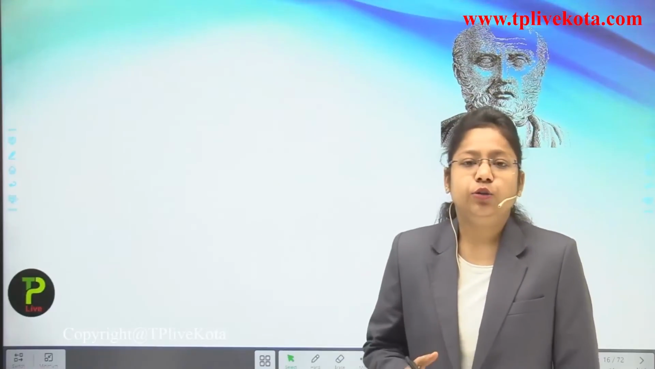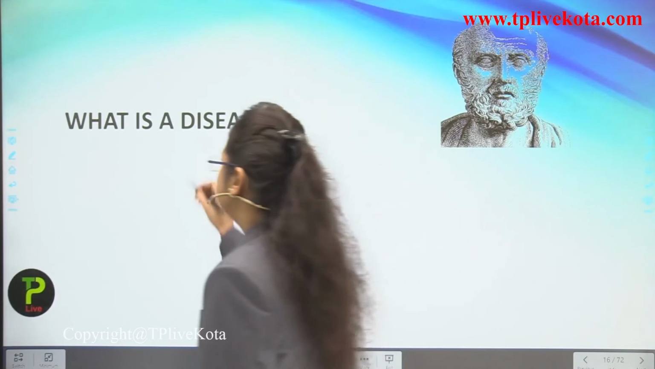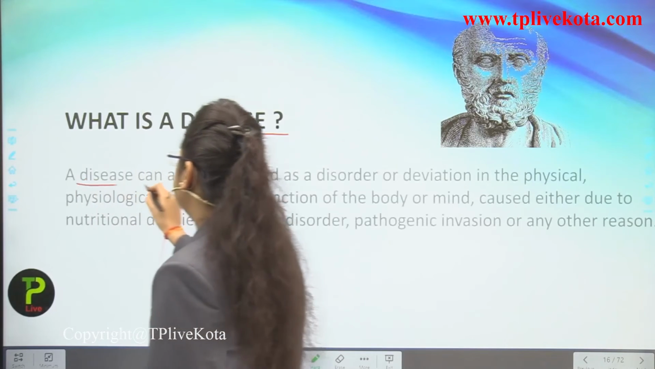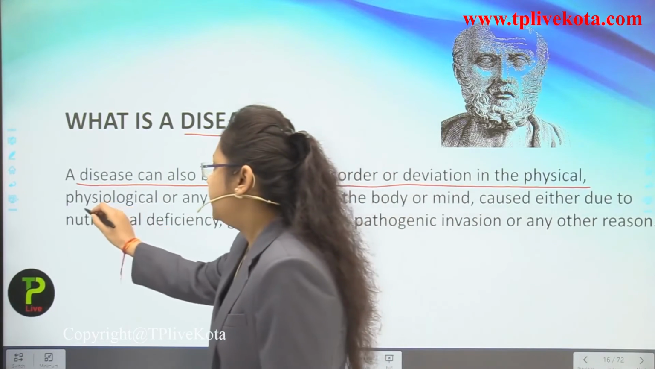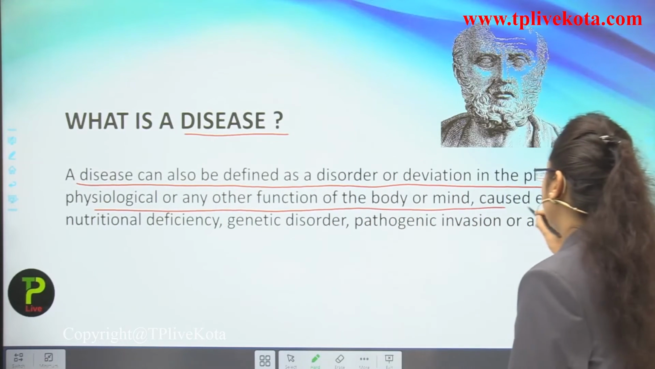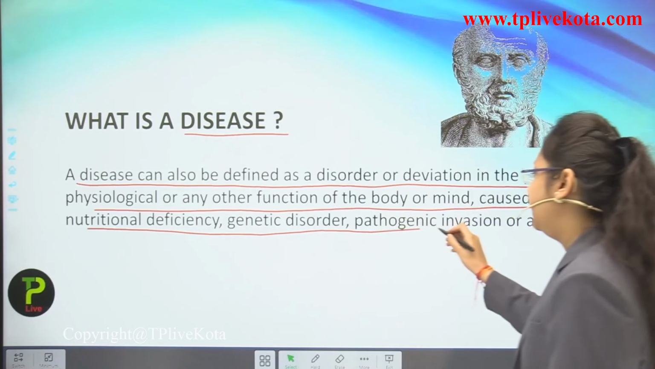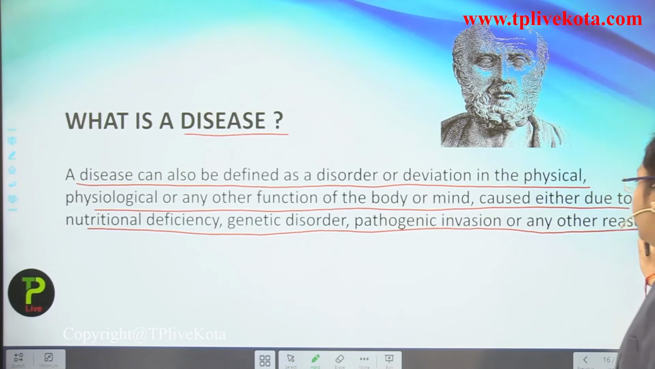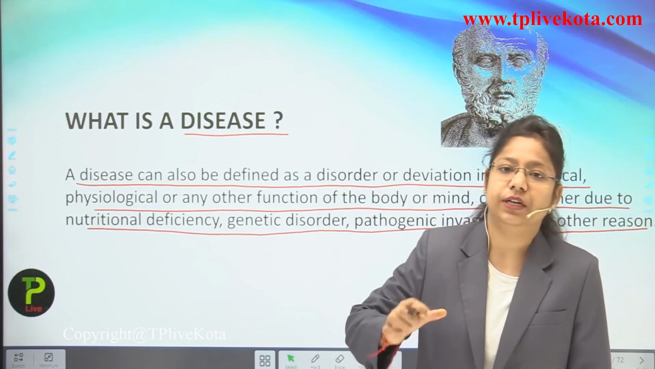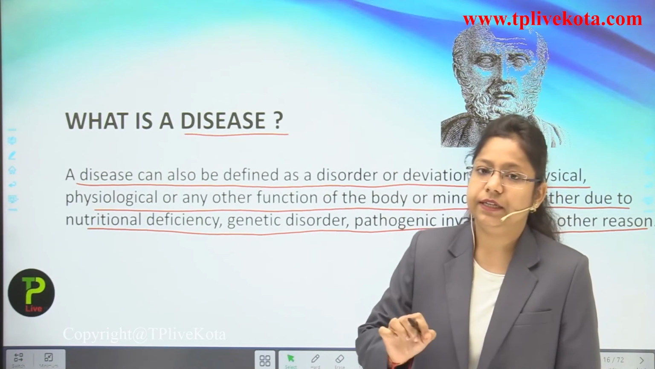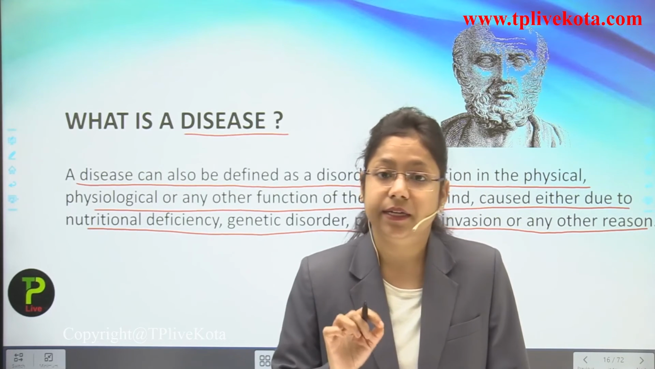Okay students, now we are going to learn about the last topic of this lecture, that is, what is a disease. A disease can be defined as a disorder or deviation in the physical, physiological or any other function of the body or mind, either caused due to nutritional deficiency, genetic disorder, pathogenic invention or any other reason. So if there is any kind of disorder in a person's body, then it is known as what? Disease.